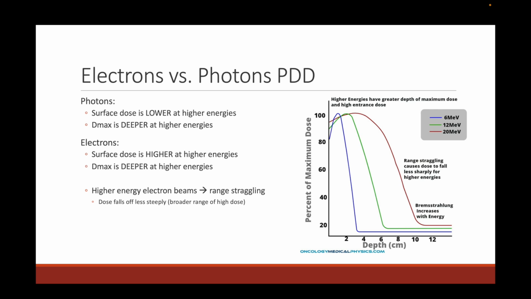So that's a little bit of a complicated thing to understand, but the big takeaways here are that for electrons, the surface dose is higher at higher energies. The depth of Dmax is also deeper at higher energies. And higher energy beams are going to have more range straggling, meaning that the dose is going to fall off less steeply because there's a broader range of polyenergetic electrons hitting the patient.